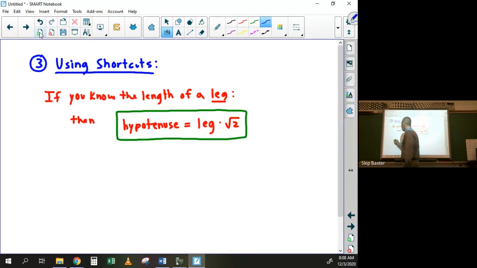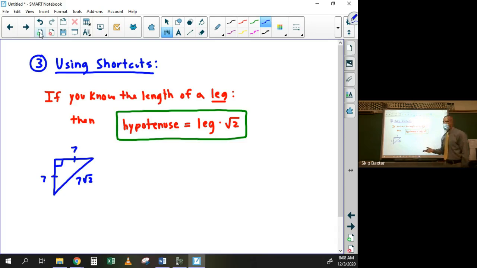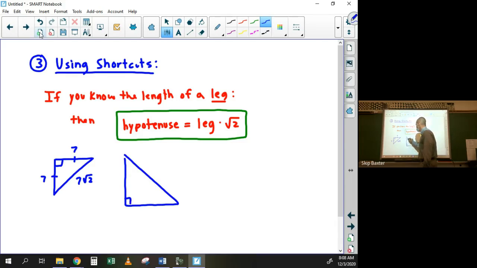So if I had an isosceles right triangle that looked like this, and they told me this was 7, this would have to be 7, and this would have to be 7 radical 2. No work required, you just know it. Or if they gave you this is 11, this would have to be 11, and this would have to be 11 radical 2. You just multiply the leg times radical 2.